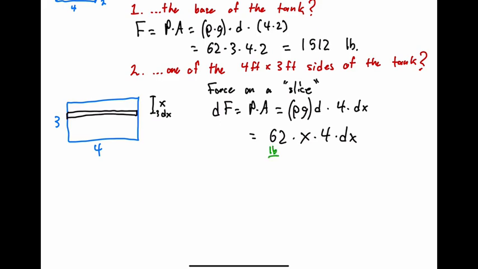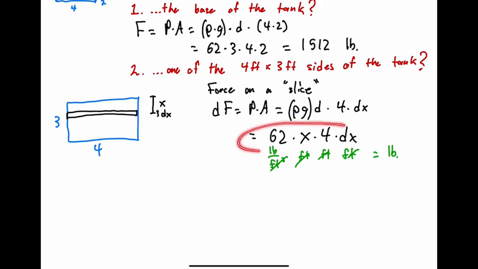Let's think of units here. 62 is pounds per cubic foot. x, that's measured in feet. 4, that's the width, that's measured in feet as well. And dx, that's again a measurement of feet. So if we cancel these units, we have units of pounds, which we expect for the units of force. So we are on the right track.